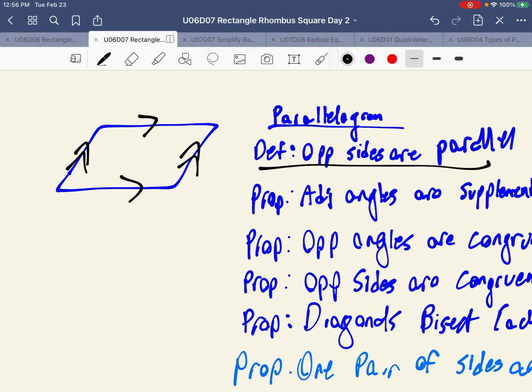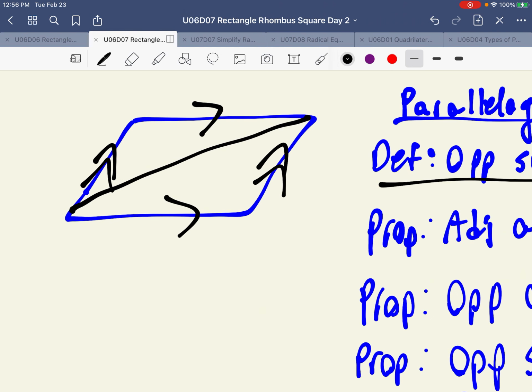If those are true, you can draw a diagonal which makes two congruent triangles using alternate interior angles, which occur from the parallel lines, giving us two triangles that are congruent using ASA. And once that happens, all of these other properties become true.